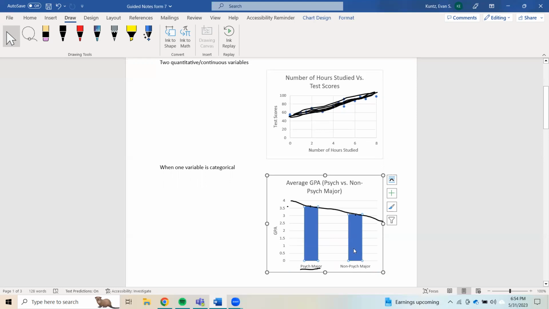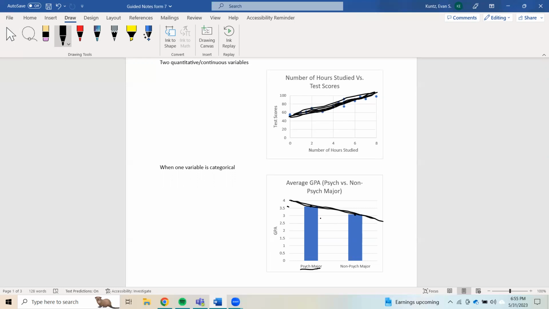From looking at these bars, you can see that for psych majors, the average GPA is roughly around 3.6. And then for non-psych majors, it is roughly around 3.2. As depicted here, you can draw a line between these two bars and see the association between the two. So there's a correlation calculated between these two categories.